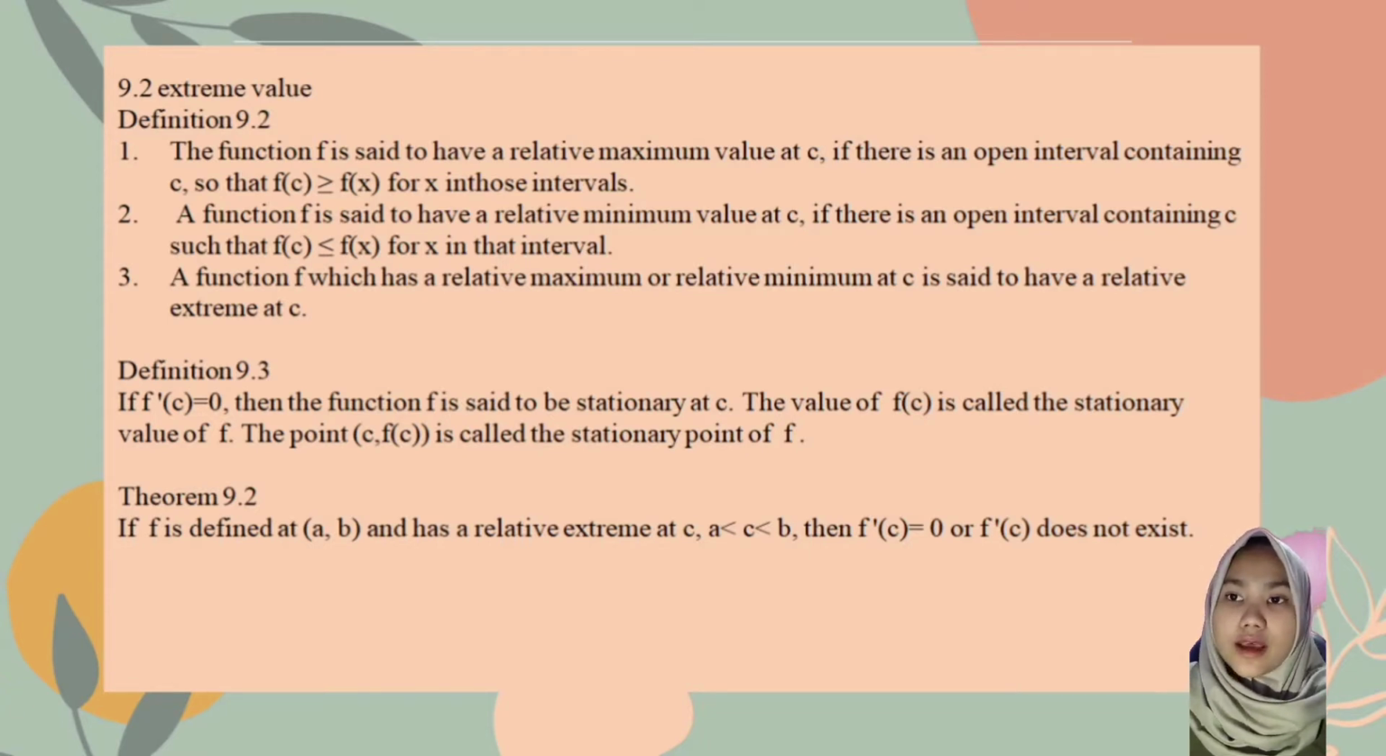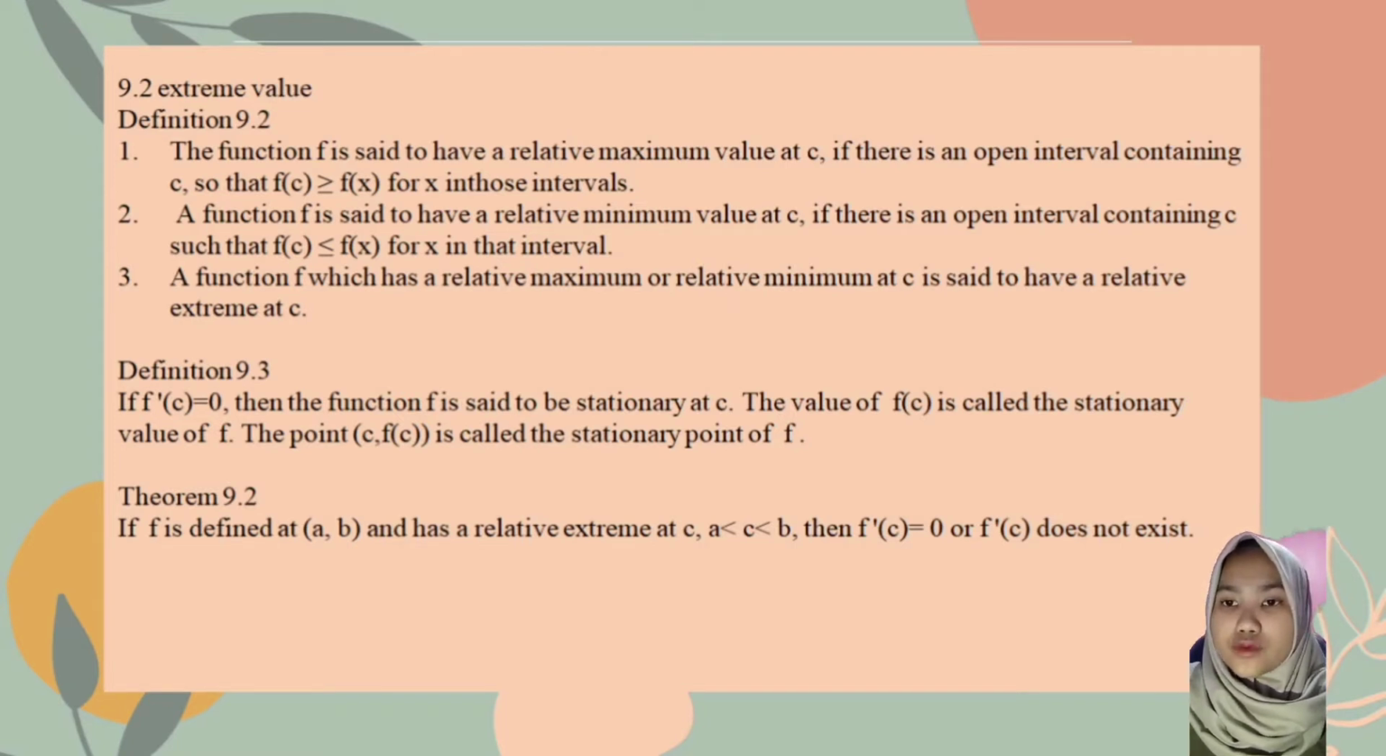3. A function f which has a relative maximum or relative minimum at c is said to have a relative extreme at c. Definition 9.3. If f'(c) is equal to 0, then the function f is said to be stationary at c. The value of f(c) is called the stationary value of f. The point (c, f(c)) is called the stationary point of f.